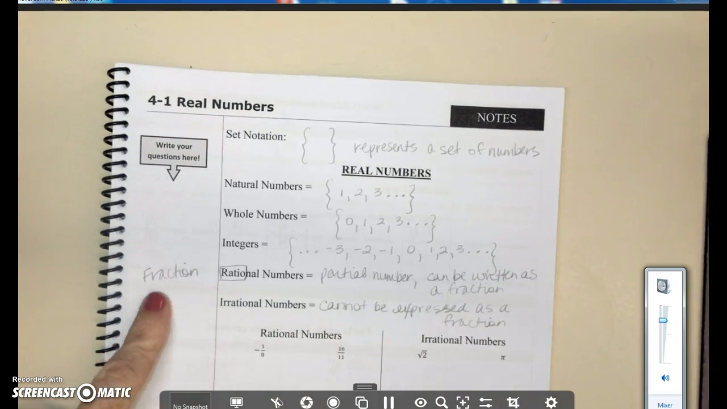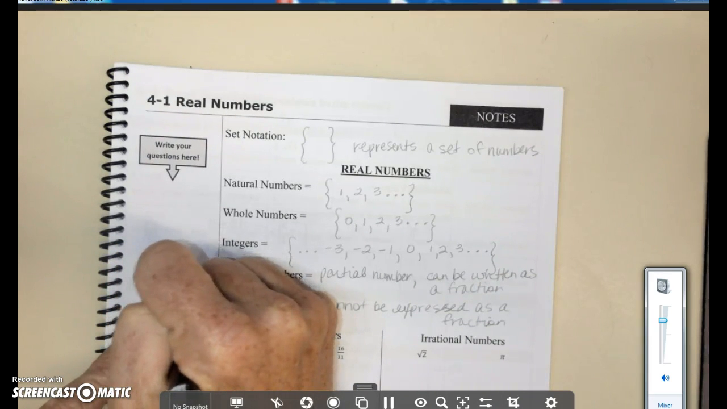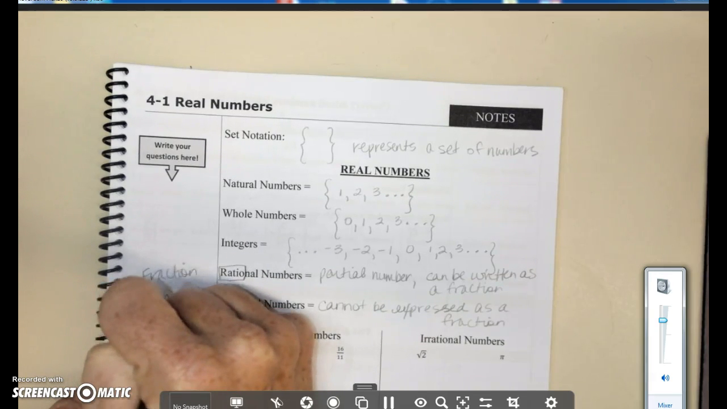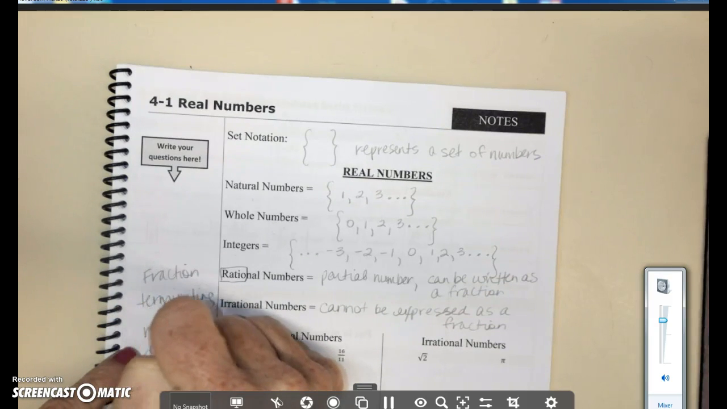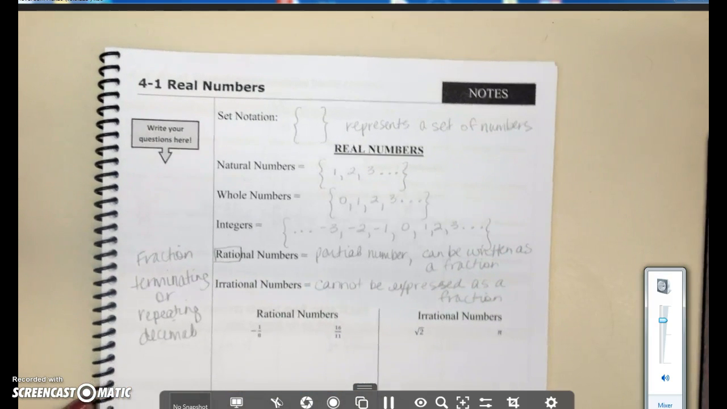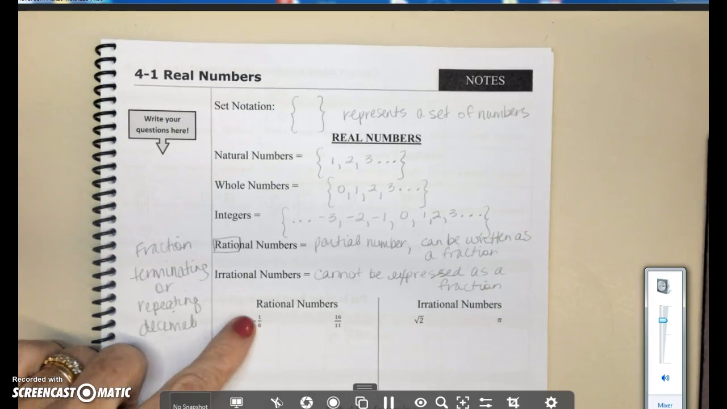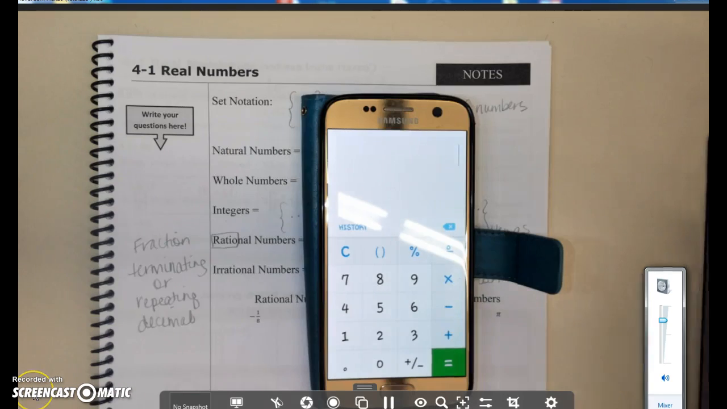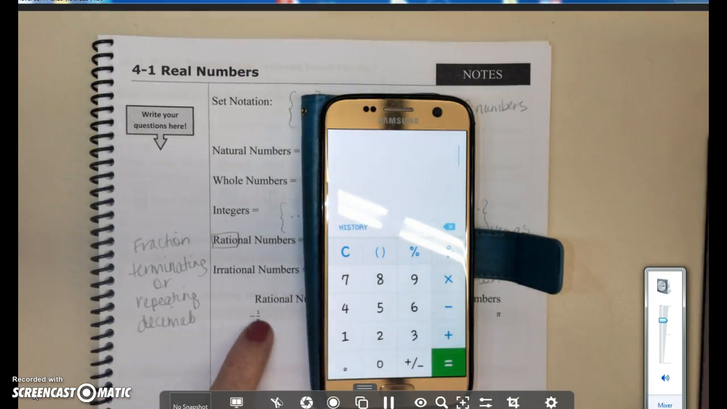So when you have these fractions, they either need to be able to be rewritten as a terminating decimal or a repeating decimal. And we'll see what that looks like in a minute. Okay? All right, so rational numbers. So let's leave the negative off for a minute. But if I go ahead, and we know that any fraction can be changed into a decimal, because we know that that line in a fraction means divide.